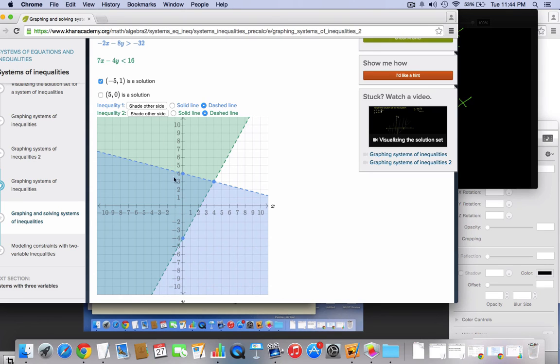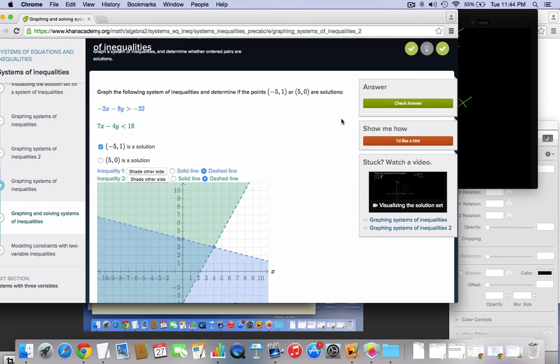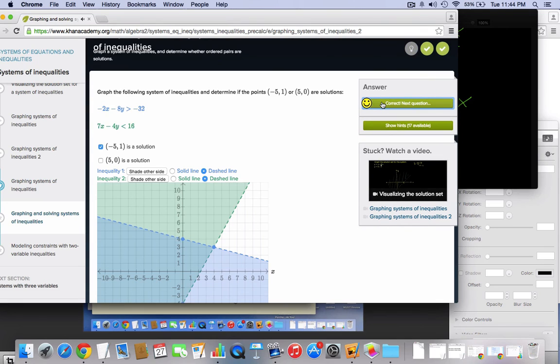And then finally 5, 0. 5, 0 is right there, and it is not inside the solution set. So let's check our answer, and we got it right.